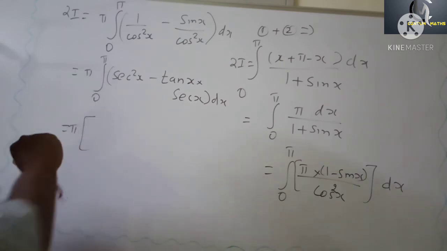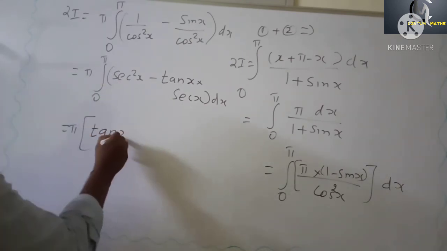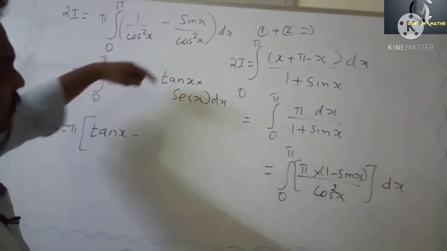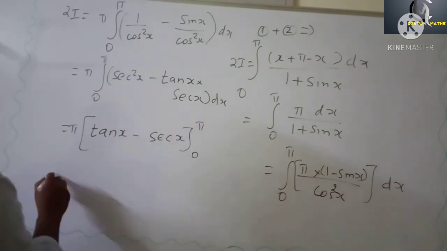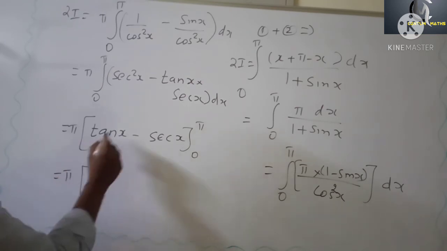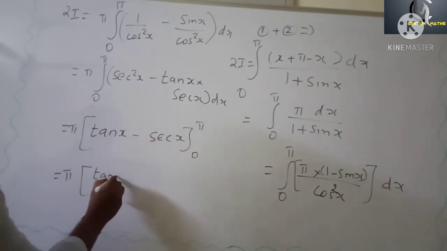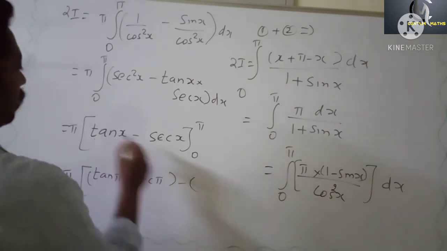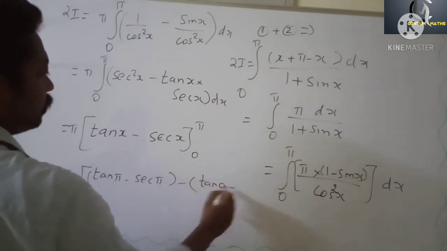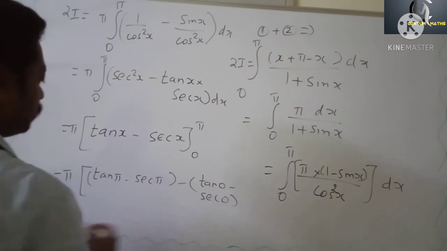What is the integration of secant square x? What is the integration of secant x tan x? Secant x. 0 to pi. So pi into tan pi minus secant pi, minus lower limit is tan 0 minus secant 0.